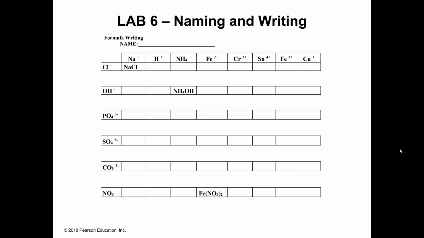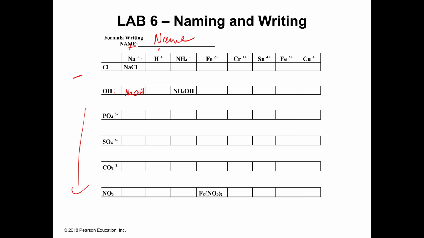Okay, so the way this works is the positives are up here and the negatives are down the side. So we always write the positive one first. We always write the metal one first. The best way to do these, and some of you won't listen to me, but you'll get the most out of it if you go down the rows, and don't forget to write your name on there. So this one is Na and Cl. This one is NaOH, and I know that's a minus one and that's a plus one, so they're one to one.